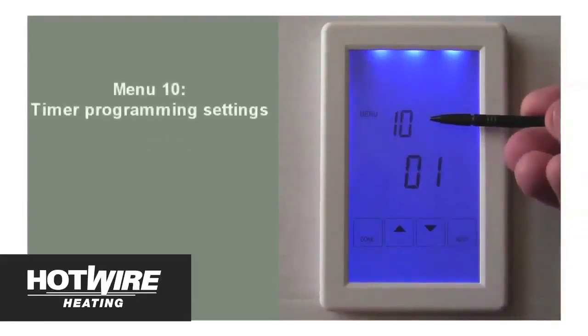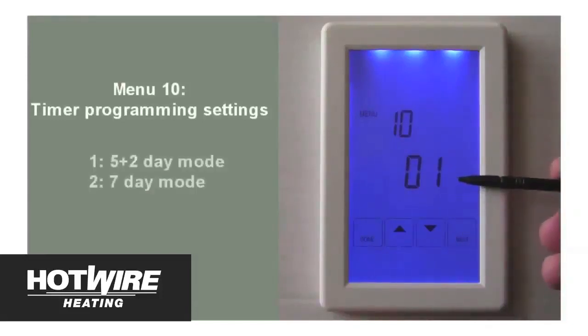Menu 10 is related to programming the timer, and allows you to select between two programming options to save time when setting the timer. Option 1 is called 5+2 day mode, which will allow you to program the unit switch on and switch off times just once, and they will be applied across the whole week, from Monday to Friday, with separate times to be programmed for the 2 days of Saturday and Sunday.